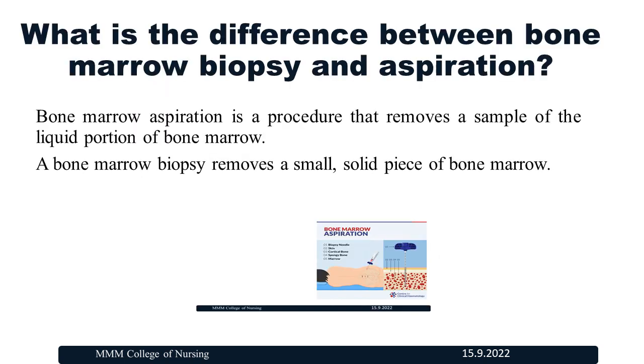What is the difference between bone marrow biopsy and aspiration? Clinically, the two types of procedure deal with the bone marrow. Bone marrow aspiration is the procedure that removes a sample of the liquid portion of the bone marrow. The bone marrow biopsy removes a small solid piece of bone marrow.